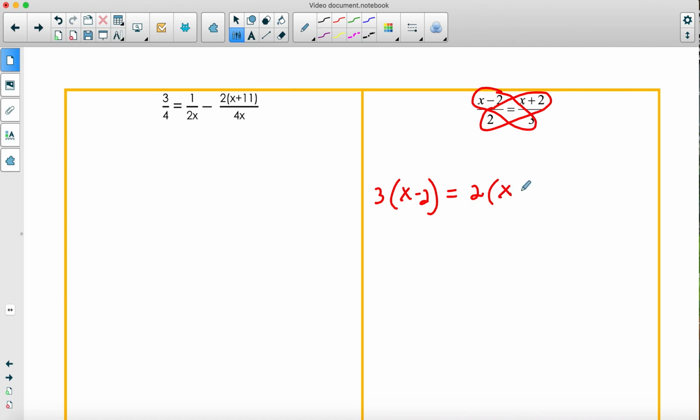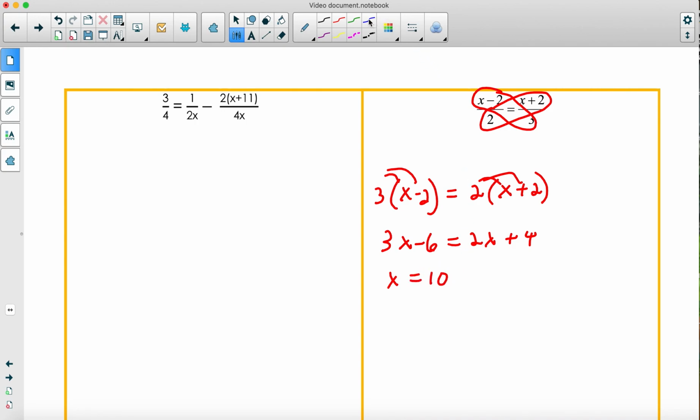Excuse me, I don't know why I said that. 2 times x plus 2. And then you're distributing: 3x minus 6 is equal to 2x plus 4. Subtract 2x, you get x. Add 6, you get 10.